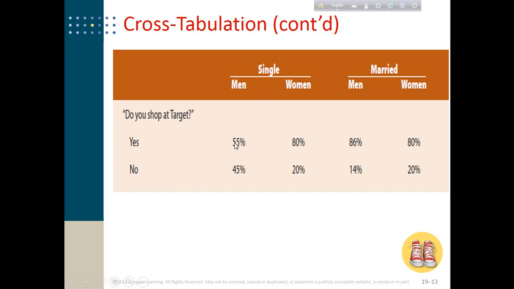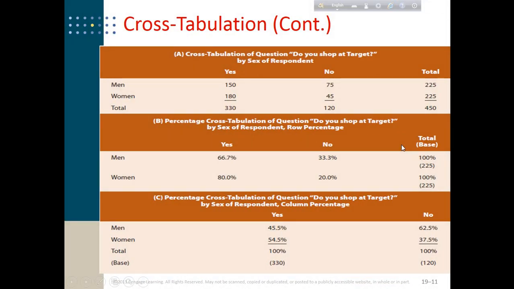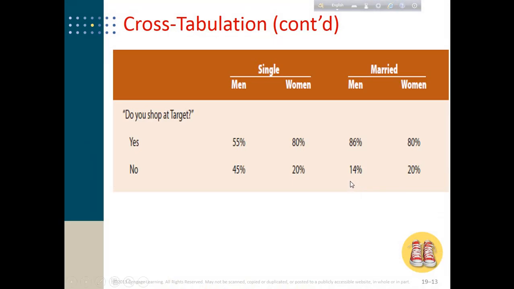So when they're single, 55% men said yes and 80% women said yes. And when they're married, 86% men said yes and 80% women said yes. Now, if you can remember our gross result here, 66% men said yes, they shop at Target, and 33% men said no, they don't shop at Target, and 80% women said they shop at Target, and 20% women said no, they don't. Now, if you look at women's result, when they're single, it's 80% and 20%, and when they're married, it's 80% and 20%. So it means that whether women shop at Target or not, that's not related to their marital status.